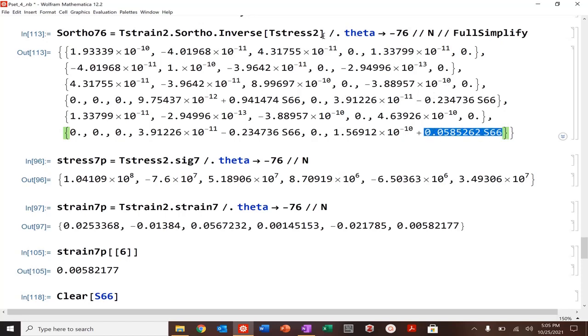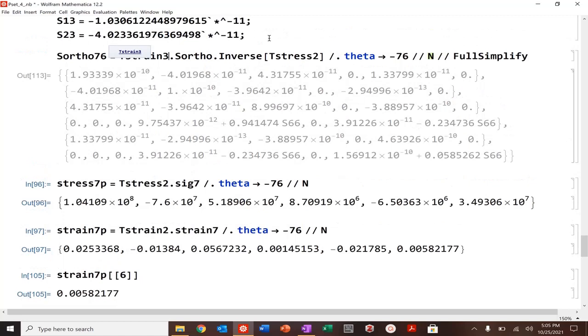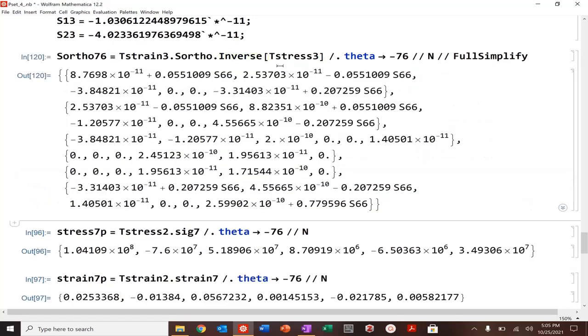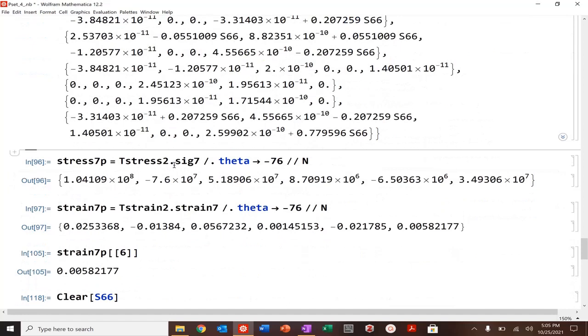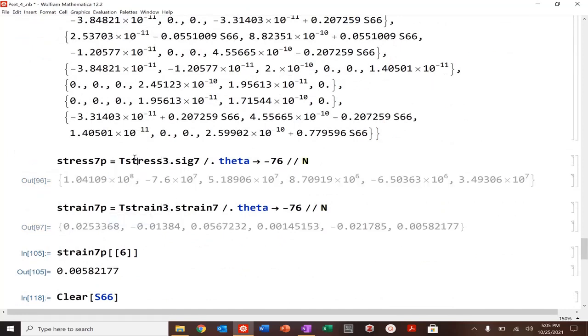But that's around the 2 axis here. So what if we rotated around, let's just say the 3 axis? Then we wouldn't have the relationship. We could figure out, let's say we rotate around the 3. Then let's do stress 3, 3.